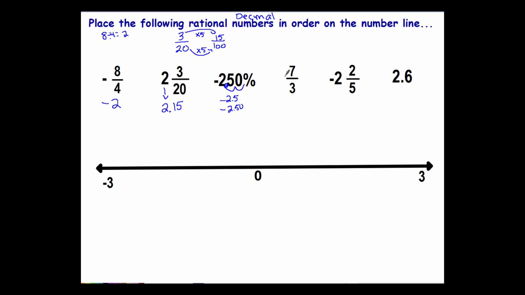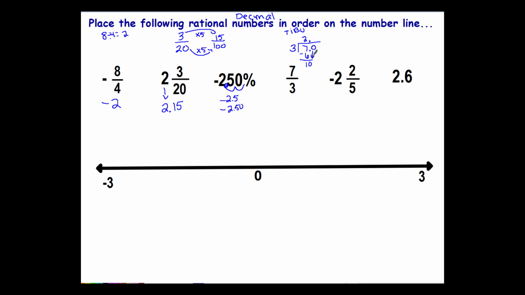7/3. 7/3 is an improper fraction, so I'm going to TIBO, top in, bottom out. Top number goes in, bottom number goes out. And then I divide. 3 goes into 7. Well, yes, it does. Twice. 2 times 3, 6. 7 minus 6 equals 1. 3 does not go into 1. But add a decimal, bring it up, add a 0.